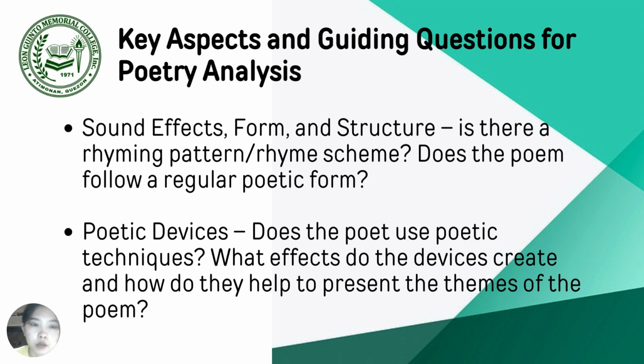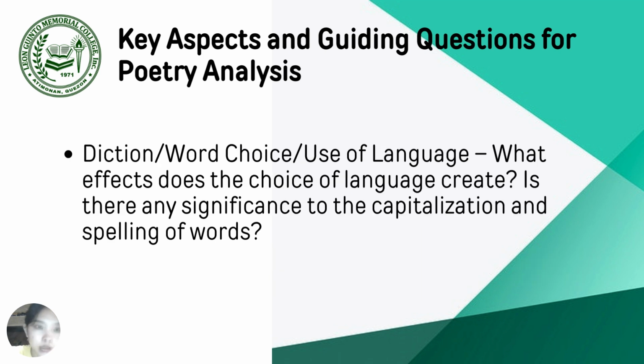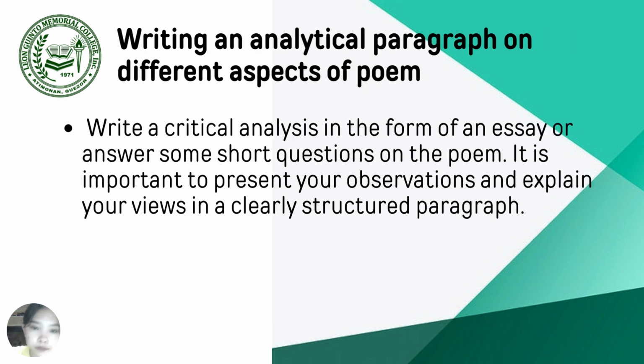Then in sound effects, form and structure, is there a rhyming pattern, rhyme scheme? Does the poem follow a regular poetic form? And in poetic devices, does the poet use techniques? What effects do the devices create and how do they help to present the themes of the poem? And lastly, in diction, word choice, and use of language, we can ask our students, what effects does the choice of language create? Is there any significance to the capitalization and spelling of words?